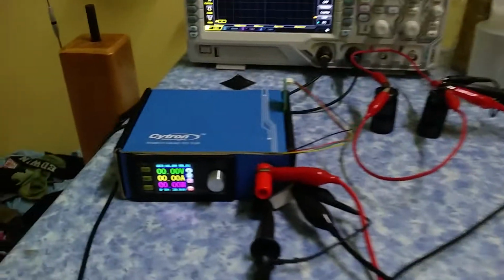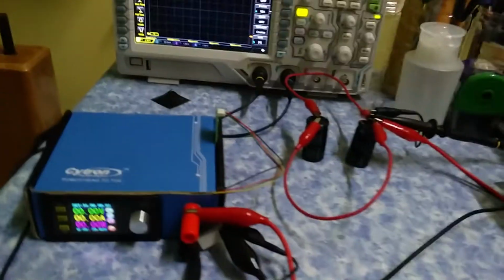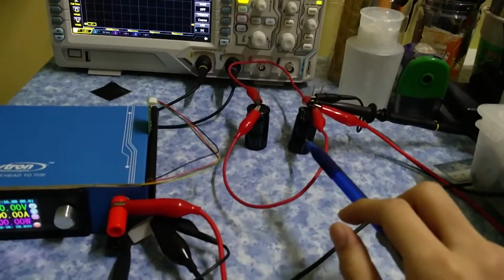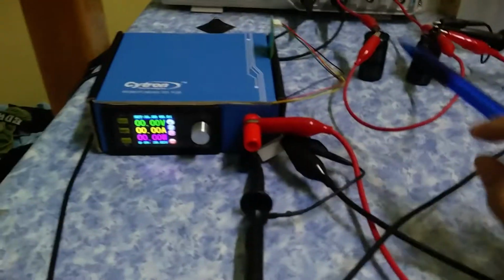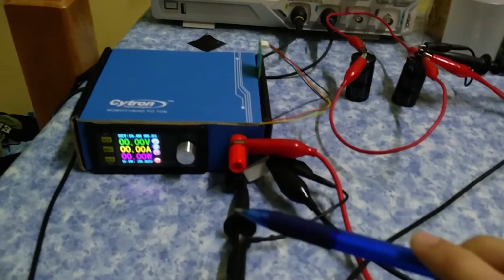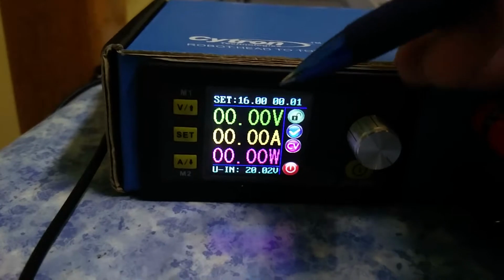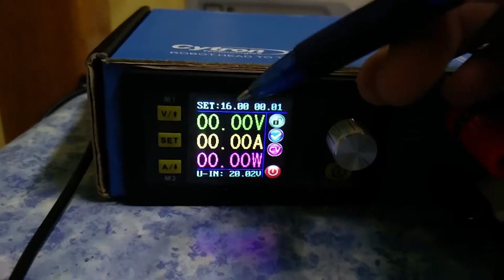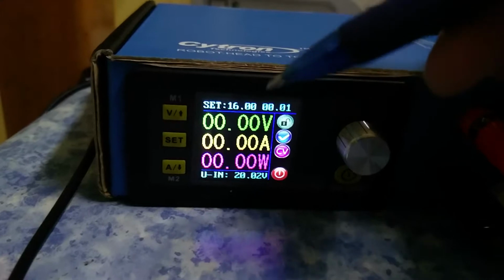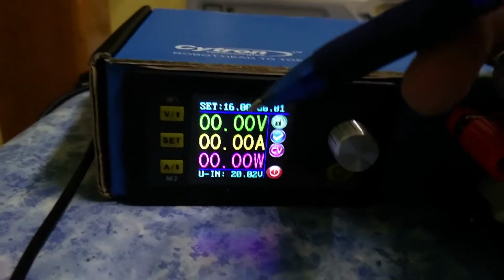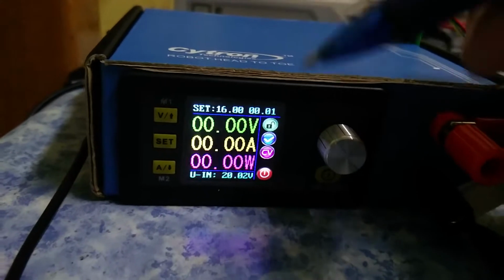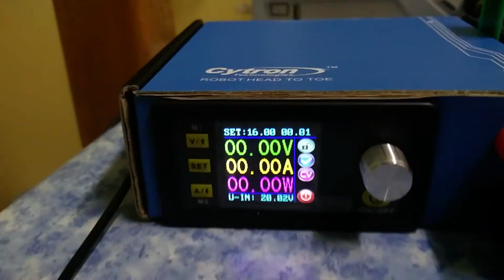So this is my setup. I have an oscilloscope connected across my two capacitors that I have joined in parallel. This is my power supply, and this is the resistor with another probe across it. Let's take a look at the power supply first. I've set it to 16 volts at 10 milliamps. So these are limits, which means it will only go up to 16 volts and a maximum of 10 milliamps at any time. So it will just provide us a constant current source.